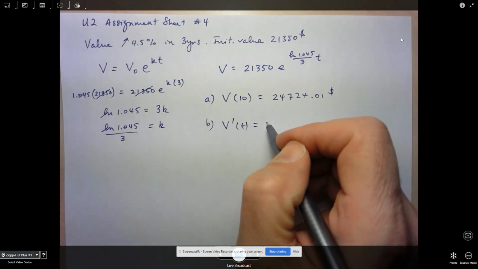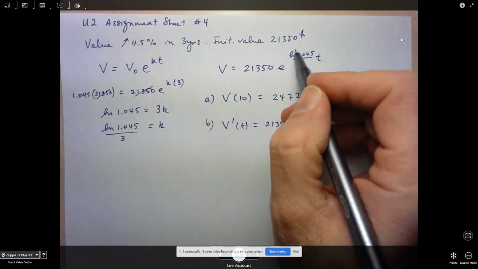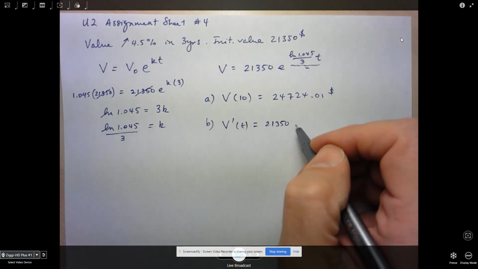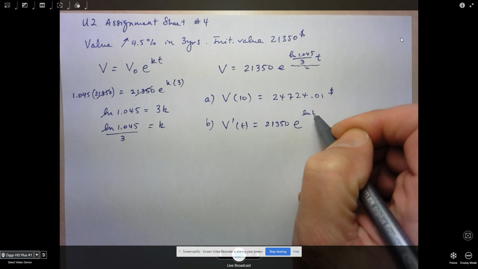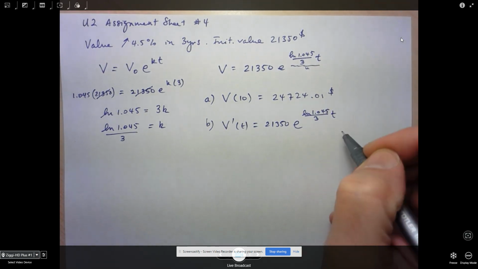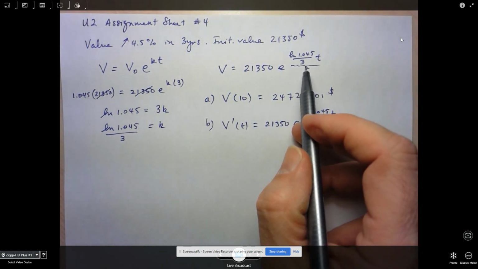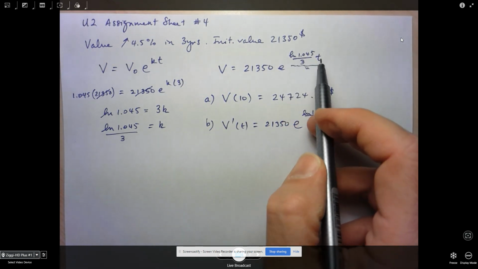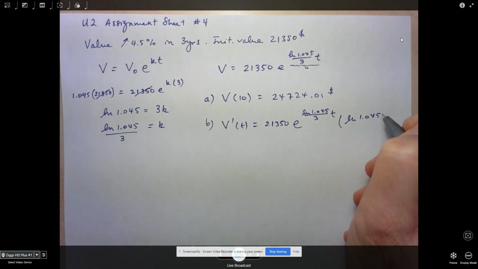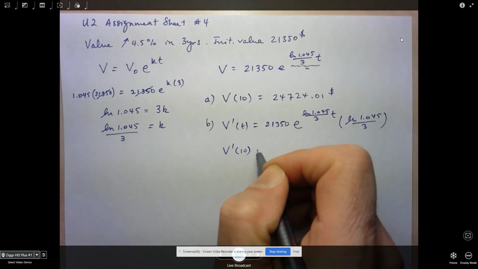So 21,350 is just a constant times the derivative of this function here. This is going to be like our u. The derivative of e to the u is just e to the u, so e to the ln 1.045 over 3, times t. And then we have to multiply that by the derivative of u with respect to t. In other words, that's just going to be this constant times the derivative of t, which is 1. So ln 1.045 divided by 3. And now we just have to calculate this at the 10-year mark.